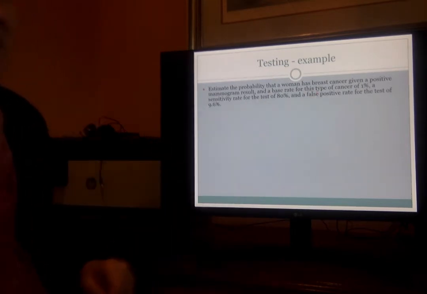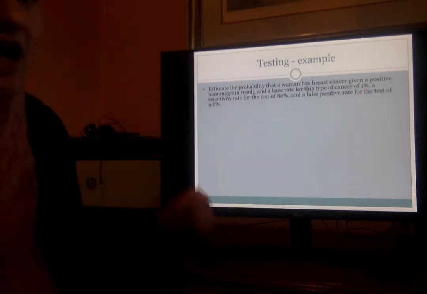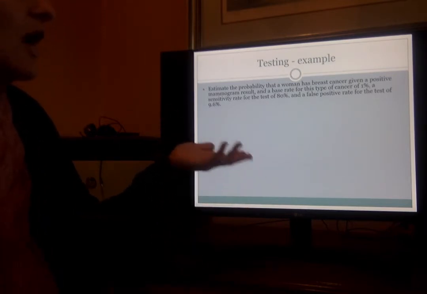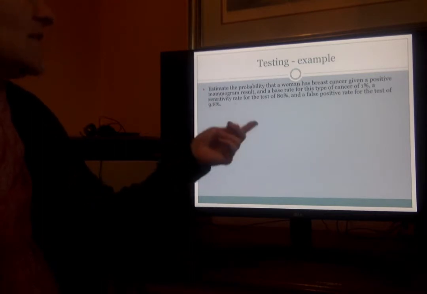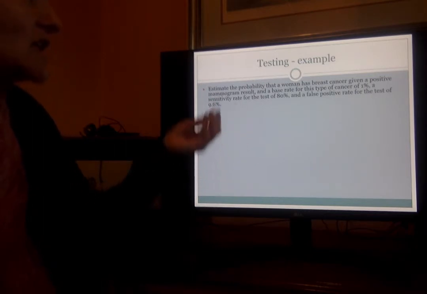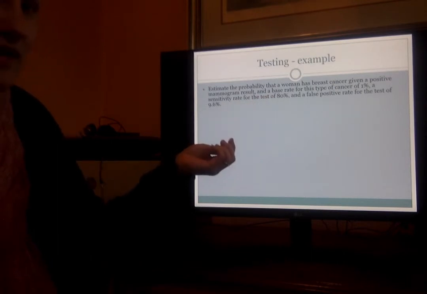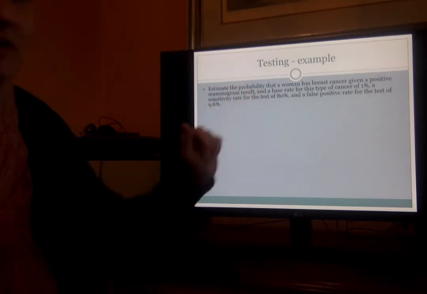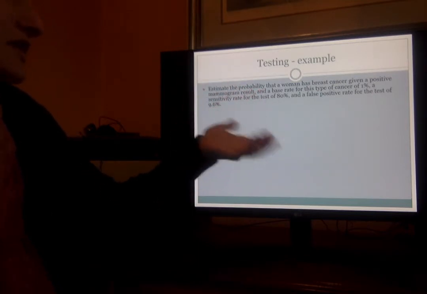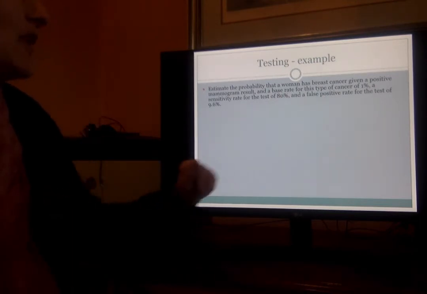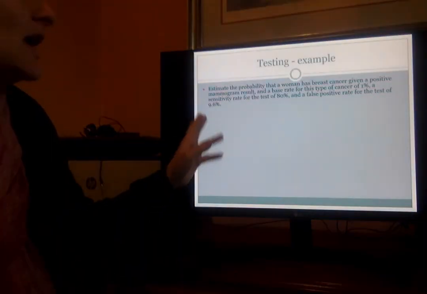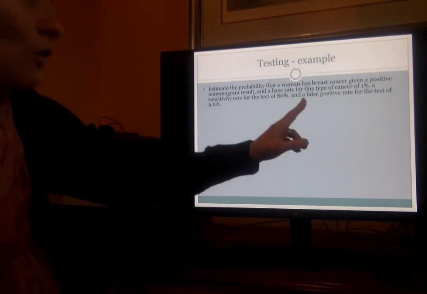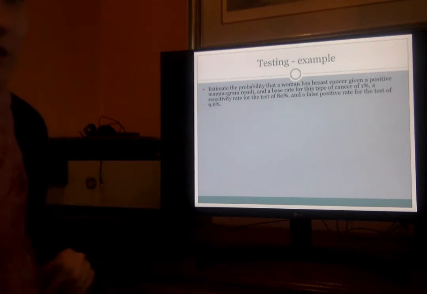A base rate for this type of cancer means that we expect about 1% of the population to have it. About 1% of the population has this type of cancer on average, so that's our base rate. A sensitivity rate for the test of 80% means it correctly detects 80% of the breast cancer samples that it is given. And a false positive rate of 9.6% means that it is going to say that a person does have breast cancer when they don't. So a false positive 9.6% of the time.